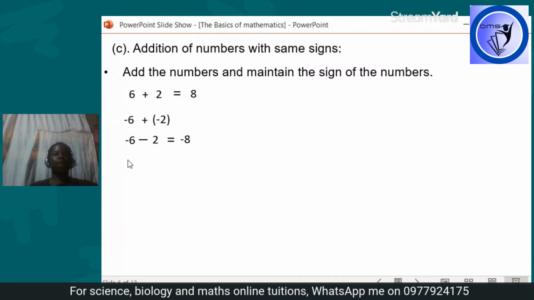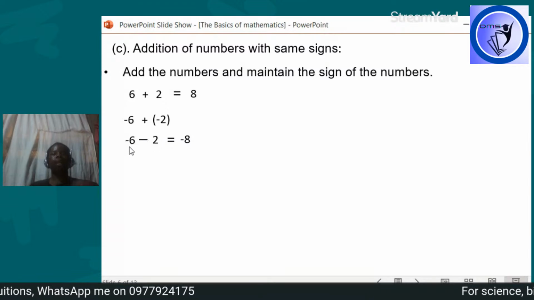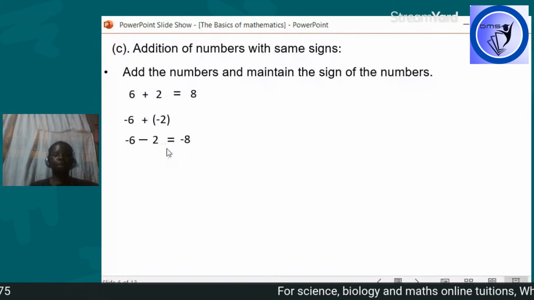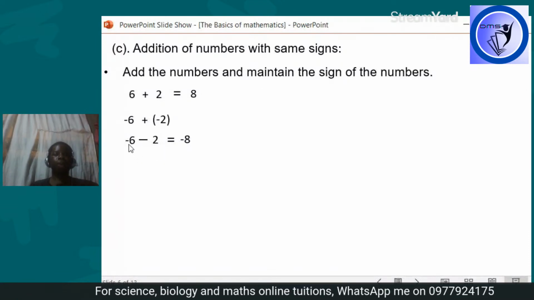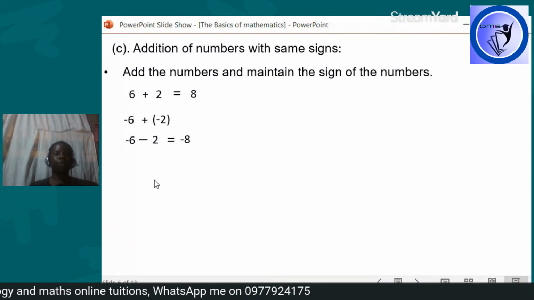These numbers have the same sign. So, addition of numbers with the same sign: if they have the same sign, you add the numbers, and get the sign they have, put it on the final answer. So 6 plus 2, 8. What sign do these two have? Negative. Give 8 negative. All right.